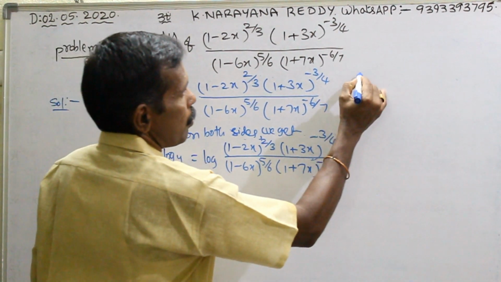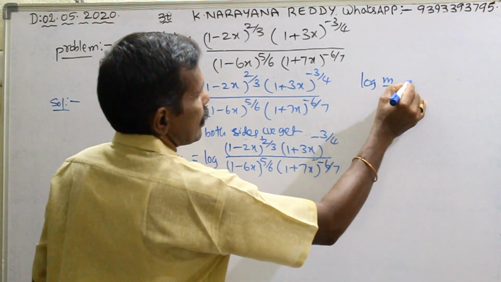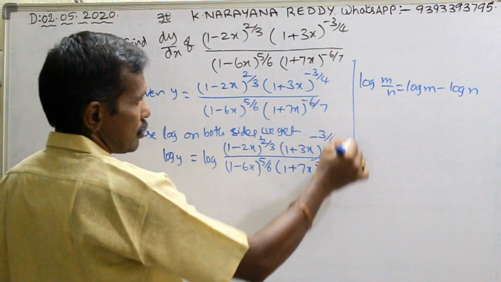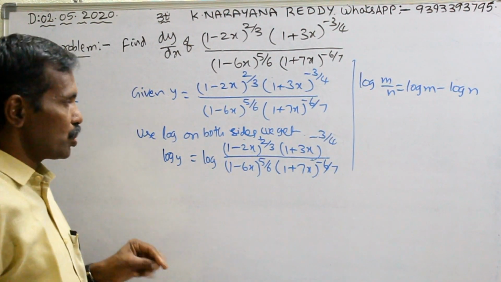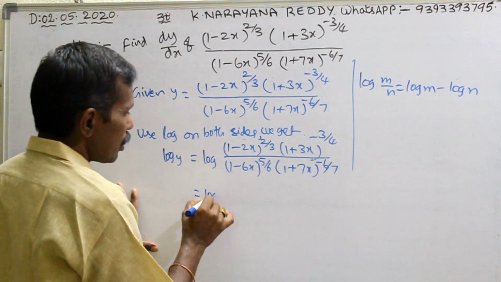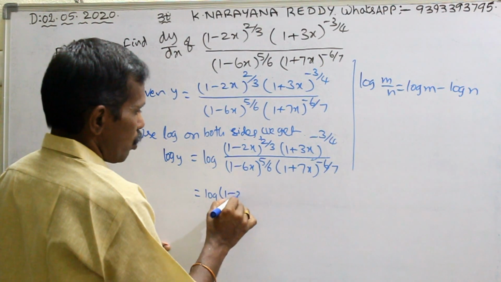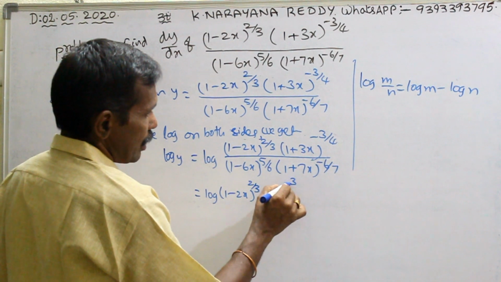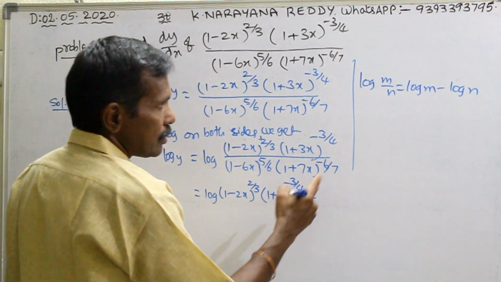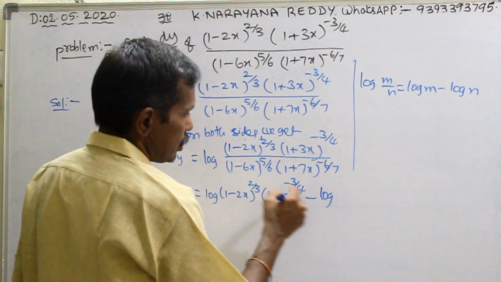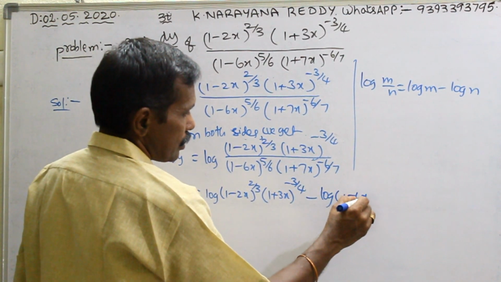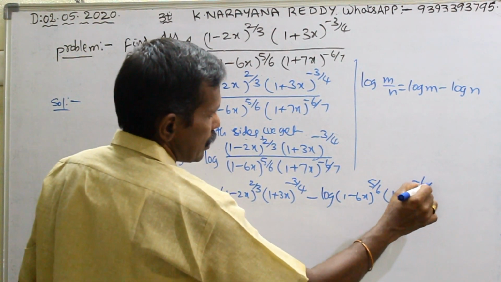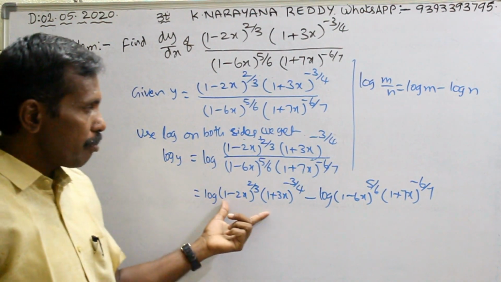What is the formula for log m by n? It is nothing but log m minus log n. You know this in logarithms. Already I told in the past videos. Now log m is (1 minus 2x) to the power of 2 by 3, (1 plus 3x) to the power of minus 3 by 4. This is log m minus log n. Log of the denominator, (1 minus 6x) to the power of 5 by 6, (1 plus 7x) to the power of minus 6 by 7. Okay, this is log m minus log n.